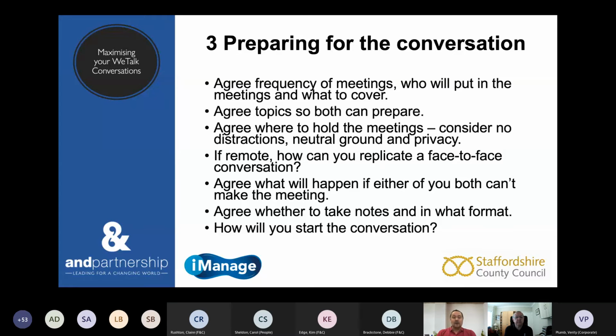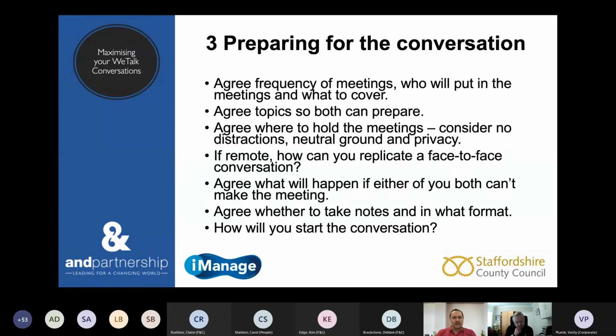Agree what will happen if either of you or both can't make the meeting. I think that's an important one as well, because there's nothing worse from both a colleague's and a leader's point of view than cancellations and then the meeting not being rearranged and nothing really happens.